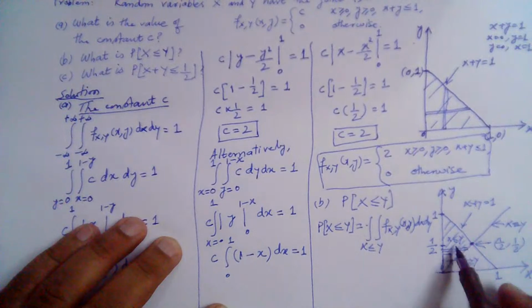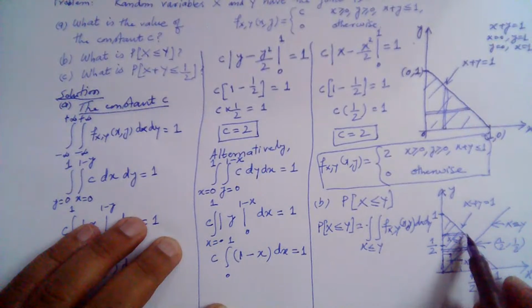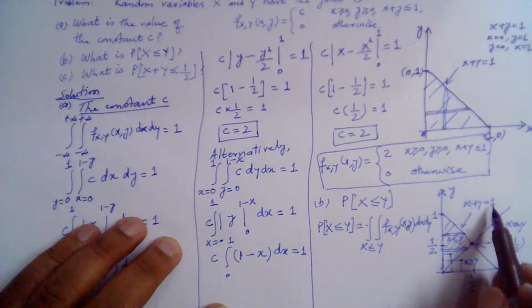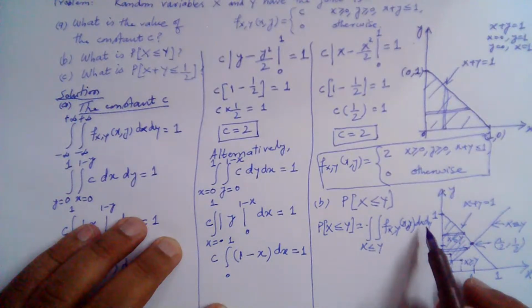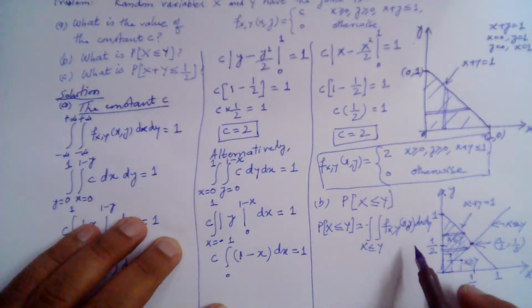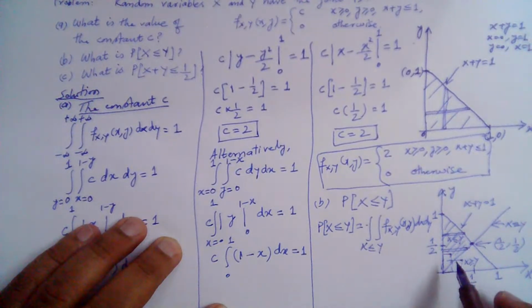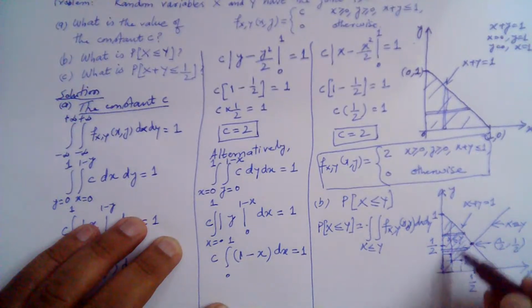But as soon as we move beyond this point, y is equal to 1 over 2 here, for example, then on this side, it remains bounded by x is equal to 0, but on this side, the boundary changes. The boundary is now x plus y is equal to 1. So x will be 1 minus y here, not x is equal to y like this here. So if we use this order of integration, then we have to split the double integral into two integrals, the summation of two integrals.